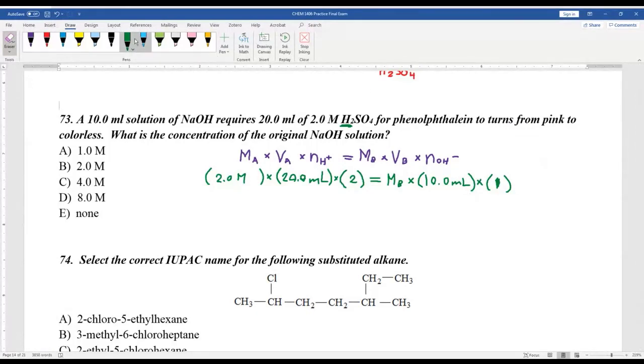Okay, so now all I have to do is solve for the molarity of the base, and I can do that by dividing both sides by 10 milliliters. And 1, of course, I don't really need to divide by the 1, but I divide both sides by 10 milliliters.